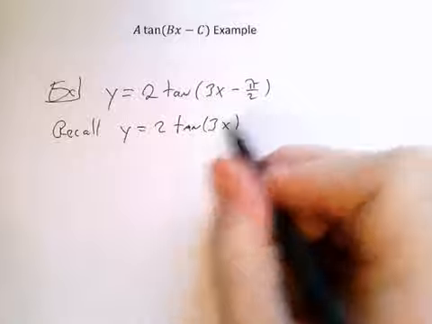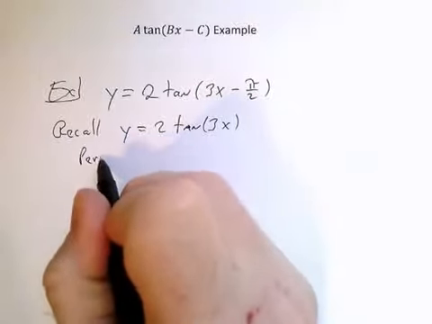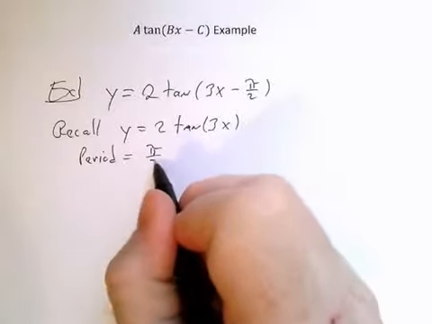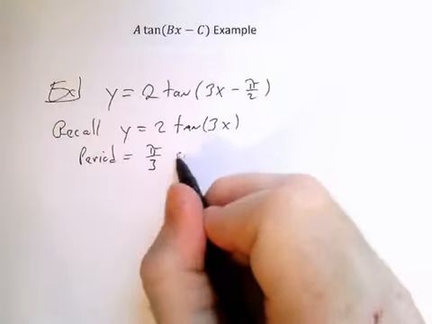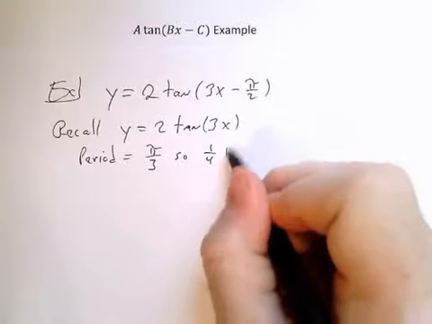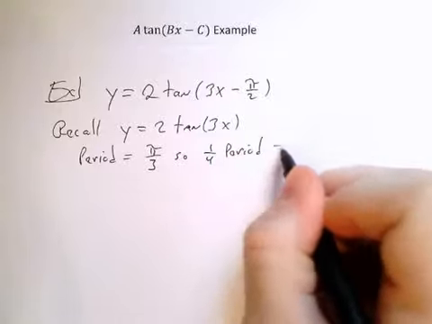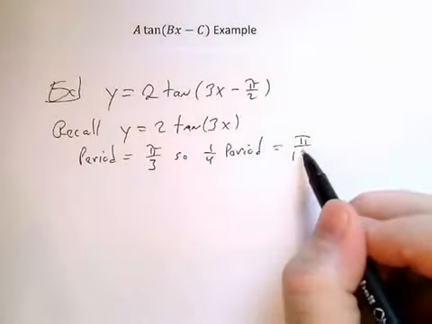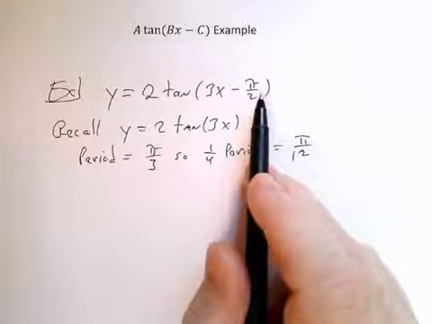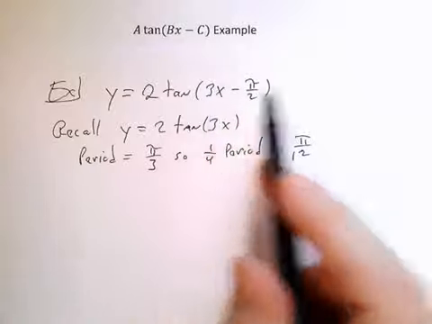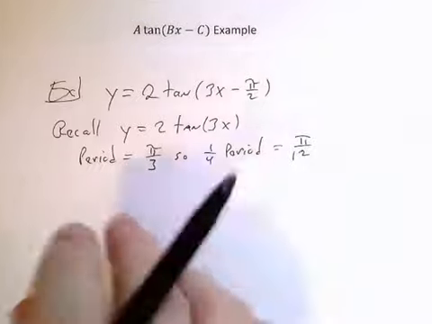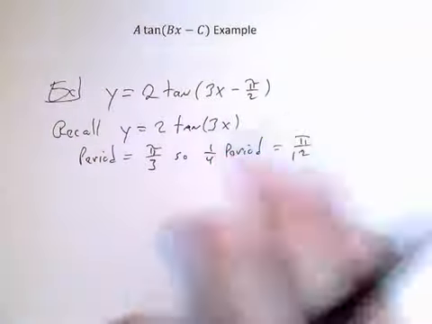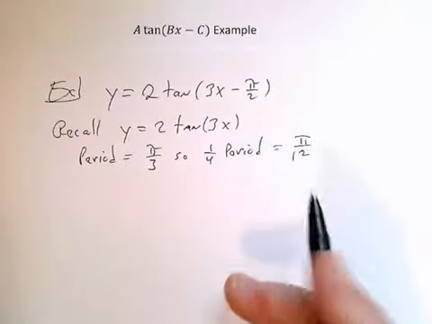The period was pi over 3, right? Pi over b. So 1/4 of the period is pi over 12. And that's going to be true even if I have this pi over 2 here, right? For this family of functions. So the period is going to stay pi over 3. And what we're going to do is move this to the left or right depending on these constants here.